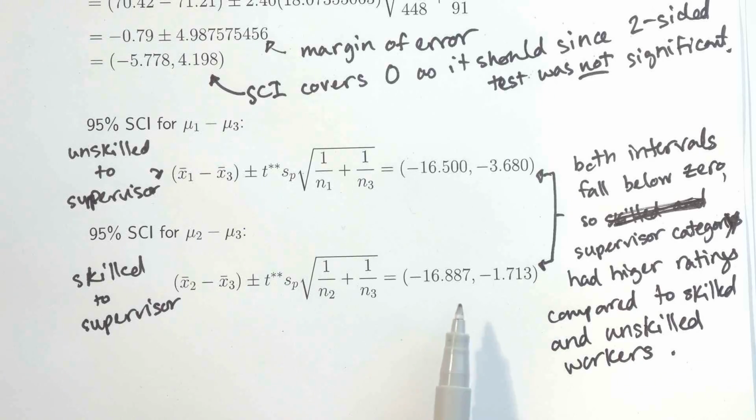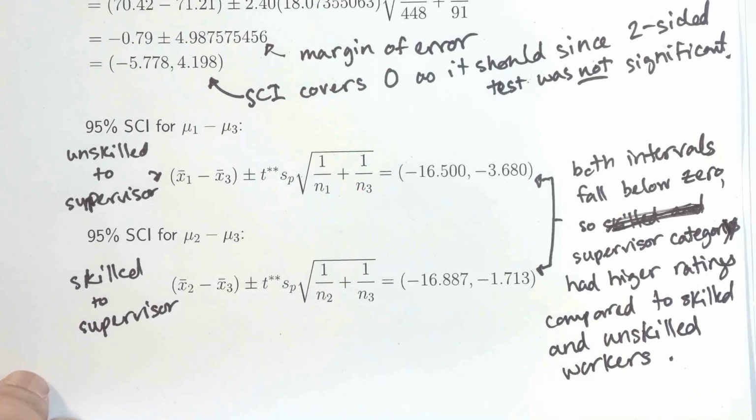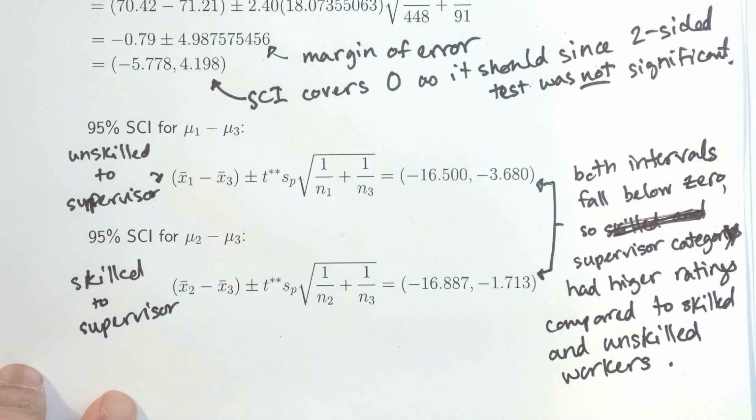But when we look at it, one of the main things is that they don't cover 0, so there's a significant difference. And because they are negative, we know that the supervisors had higher ratings relative to the other two groups. Okay, so that is all that I wanted to cover on the one-way analysis of variance.